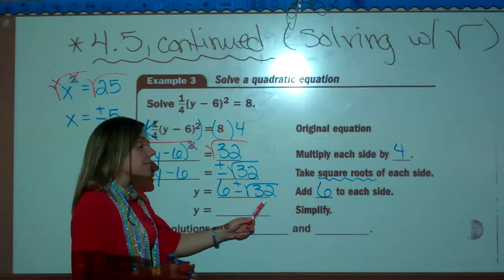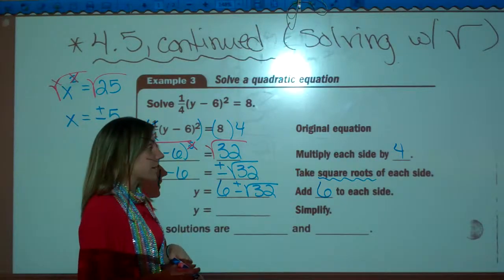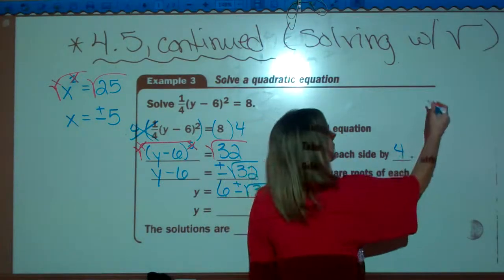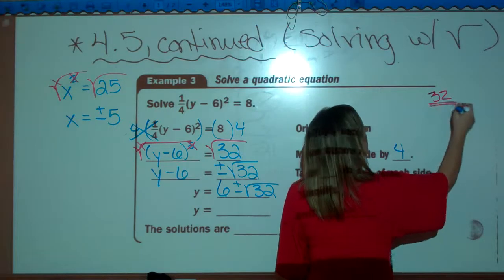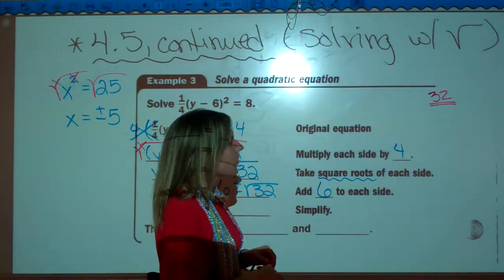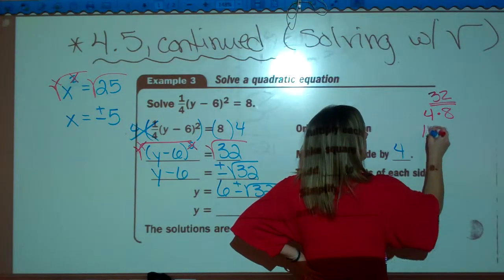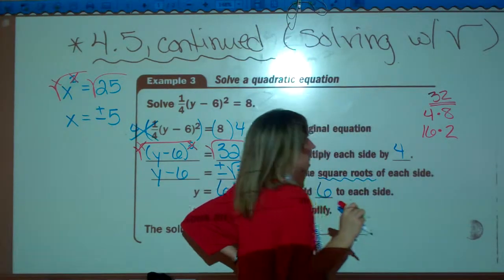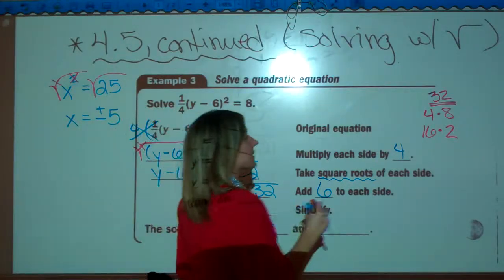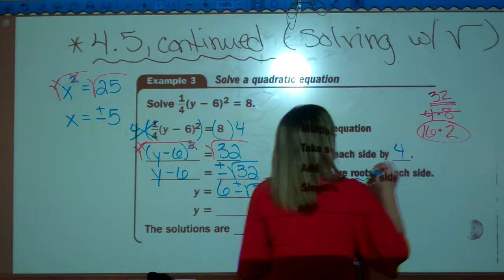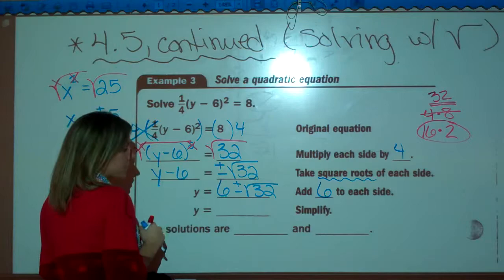Now this can simplify, okay? If you go through your factor pairs for 32, you only care about perfect squares. So the perfect squares that go into 32 are 4 and 8 and 16 and 2. Okay, and since 16 and 2 is the bigger pair, that means that I'm going to square root that.